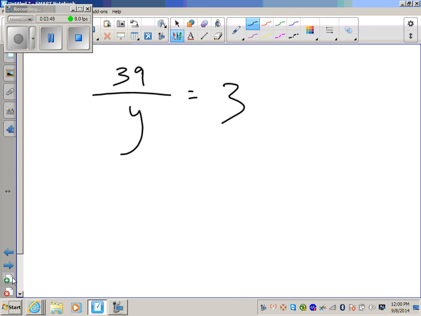Okay, a little bit different here. Now, y isn't being divided by anything. In fact, the 39 is being divided by the y. So what do I need to do to both sides? Cal?